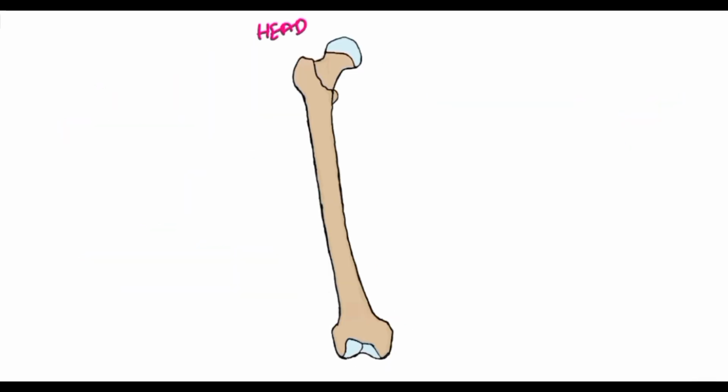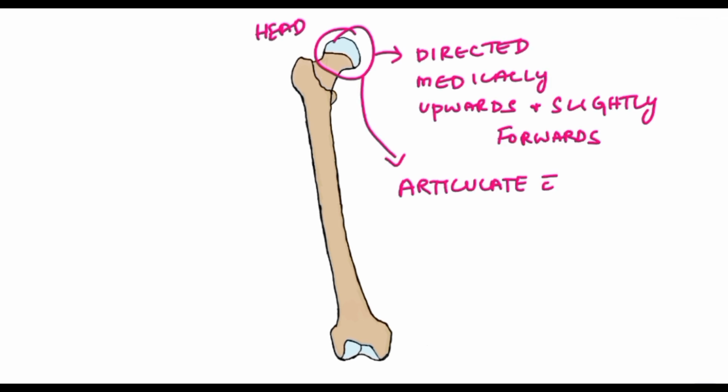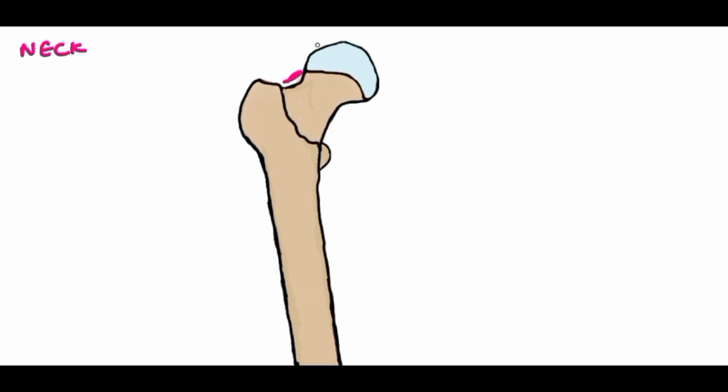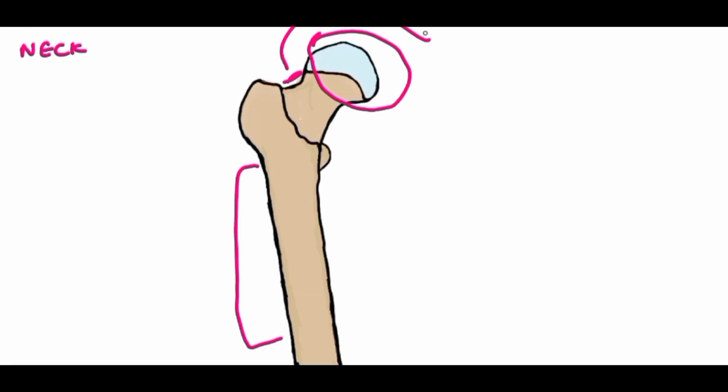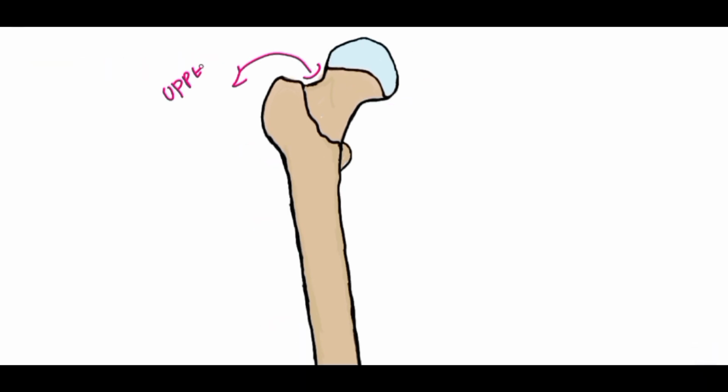The head is directed medially, upwards and slightly forward, and articulates with the acetabulum to form the hip joint. It has a fovea, which is a roughened pit situated just below and behind the center of the head. The neck connects the head with the shaft and is 3.7 cm long. The neck has two borders and two surfaces.